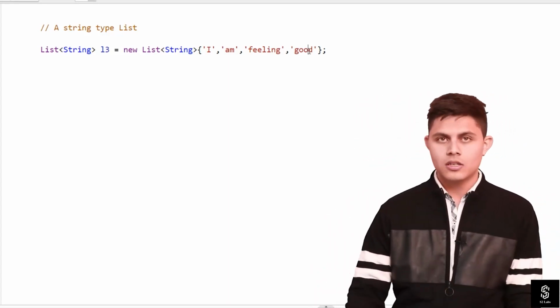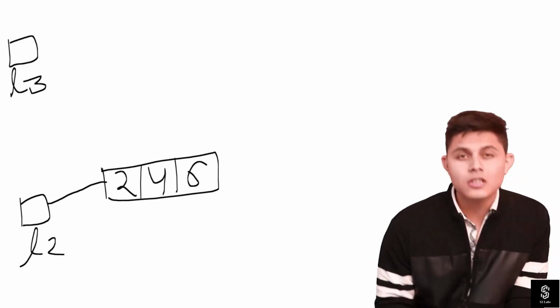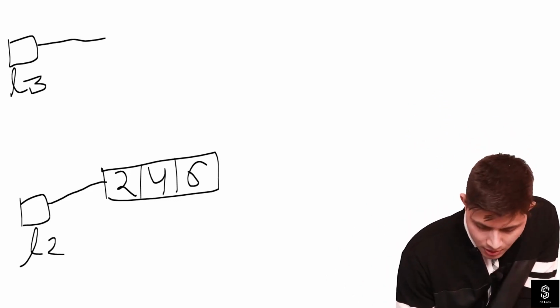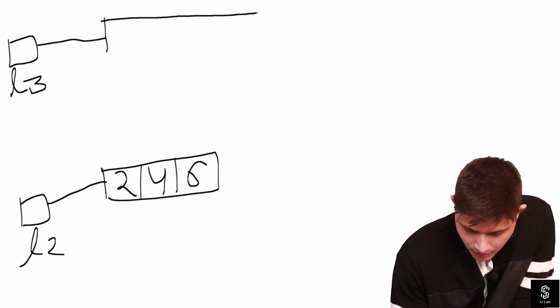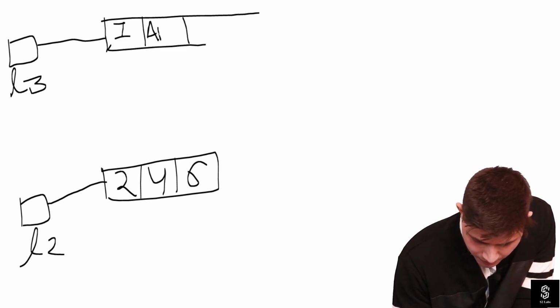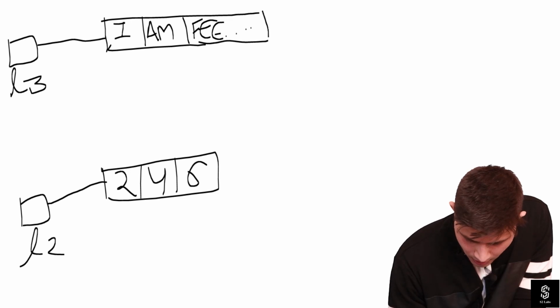Let me tell you how it's working. We are creating L3, a reference variable, which is going to store the reference of a list, which is going to store strings inside it. So there's a list that is getting created. The first value is I, then the second value is am, and the third value is feeling, and the fourth value is good.